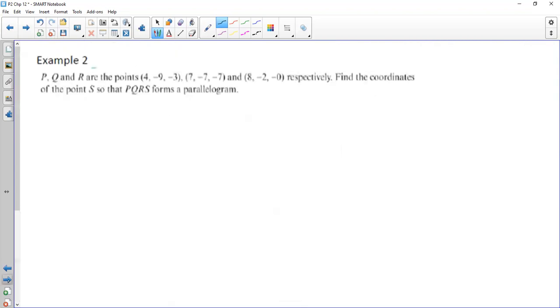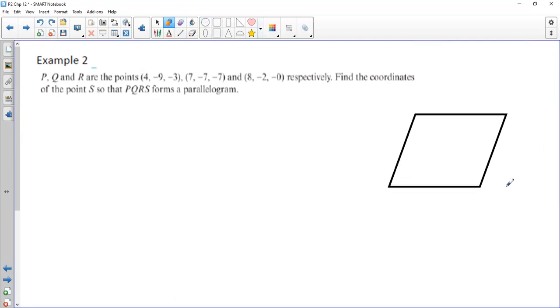Next. Example number 2. P, Q, R are the points, respectively. Find the coordinates of the point S so that PQRS forms a parallelogram. So we can draw a parallelogram. Actually, I can make use of the board. Where's my parallelogram shape? Is there one? Yeah, that's one. So we can say PQRS.